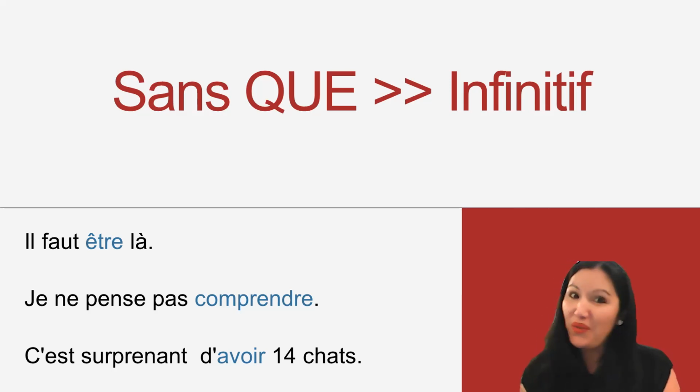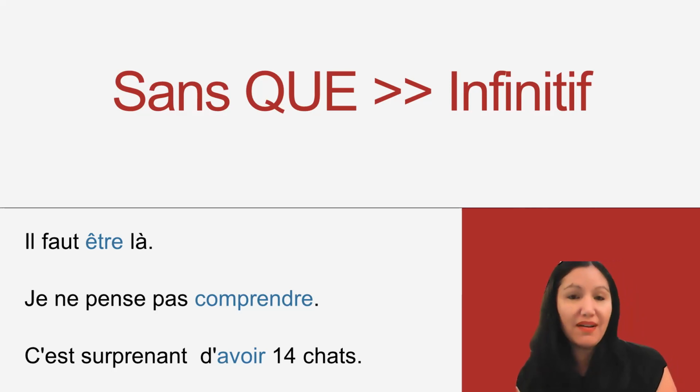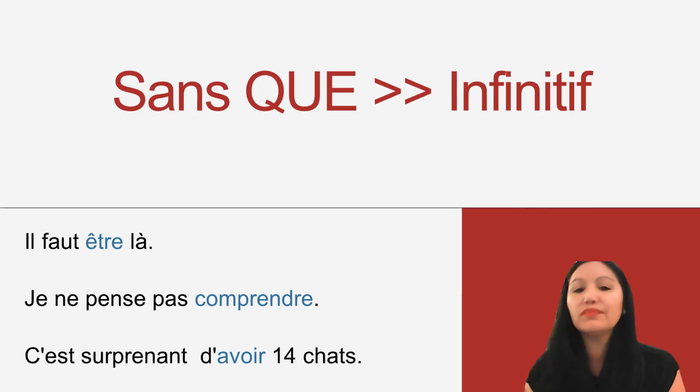C'est surprenant. It could also be intéressant. I nearly said that, but c'est surprenant d'avoir 14 chats. It is surprising to have 14 cats. So être, comprendre, avoir are just in plain infinitive. There's no que. That's key number 1.